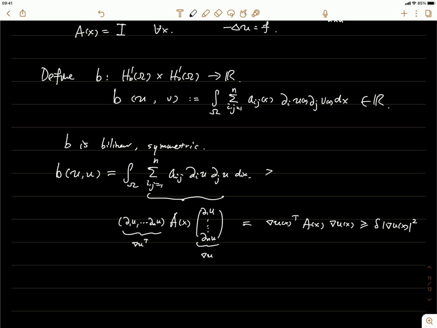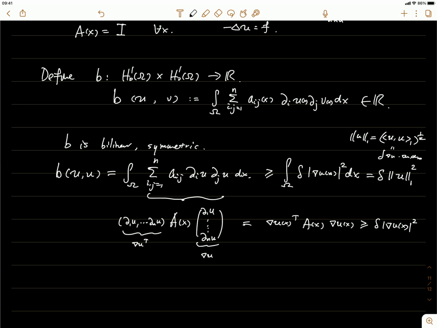Okay, so that means this is greater than or equal to the integral of delta, which is a positive scalar, times u_x squared dx over omega. And this is actually delta times the u 1 norm squared. Remember, the 1 norm is defined as the integral of du times du, that's what this means. And we know by the Poincare inequality that this is actually a norm.